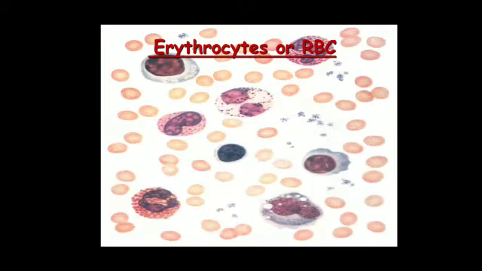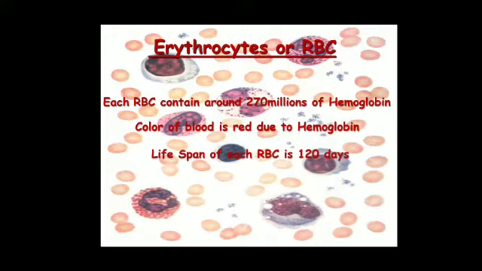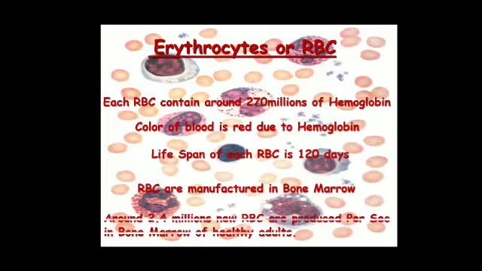Now each RBC contains around 270 million hemoglobin molecules, and the color of hemoglobin is red. Therefore the color of blood is also red due to this hemoglobin. The lifespan of this RBC is 120 days. These RBCs are manufactured in the bone marrow, which is present in the long bones. Around 2.4 million new RBCs are produced per second in the bone marrow of a healthy adult. So we have seen the RBC as well as these erythrocytes.